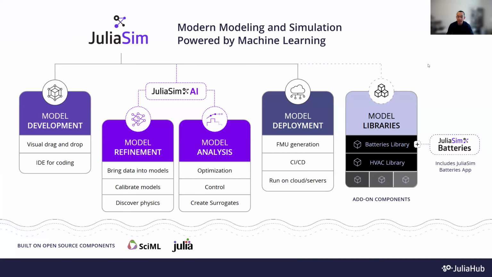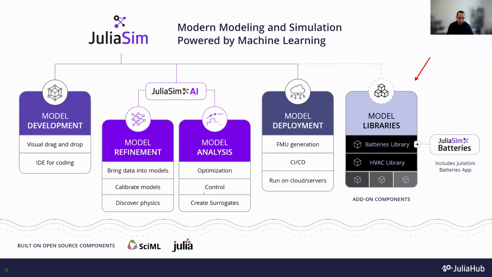JuliaSim is a modeling and simulation tool powered by machine learning. It offers model development, both in the form of visual drag and drop GUIs and IDEs for coding, and AI capabilities such as model refinement, discovering physics, calibrating models, optimizing control, and circuitizing models. We also support various deployment standards, including FMU generation, CI/CD, and so on. And we've built out some industry-specific libraries for use with our partners.